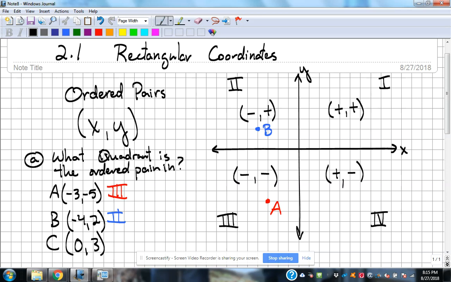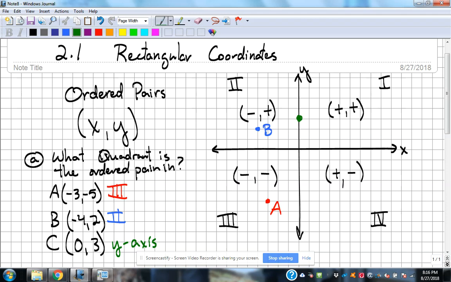Where is it located? On the y-axis. Okay, not in a quadrant. It's on the y-axis, and it would be that point right there. If it were 3, 0, you'd be on the x-axis because you'd move to the right 3, and up and down 0. Okay, so easy stuff.